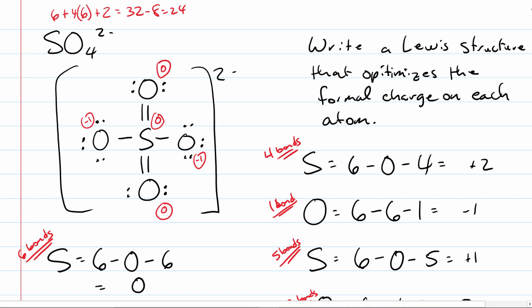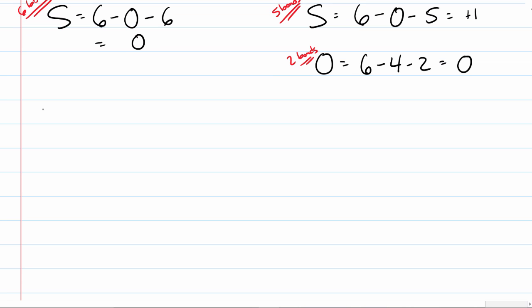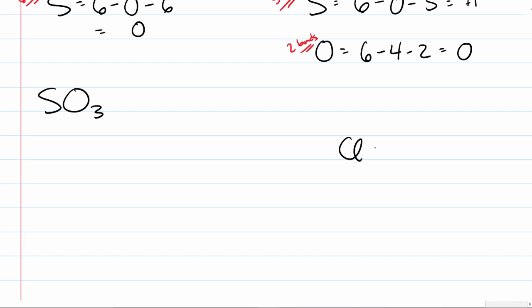So let's go ahead then and look at these next two. You go ahead and try these out. Let's look at the structures for sulfur trioxide and for the chlorate ion. Sulfur trioxide and chlorate. For each one of these, for sure start on the sulfur trioxide, and then the chlorate might have a little trick to it.